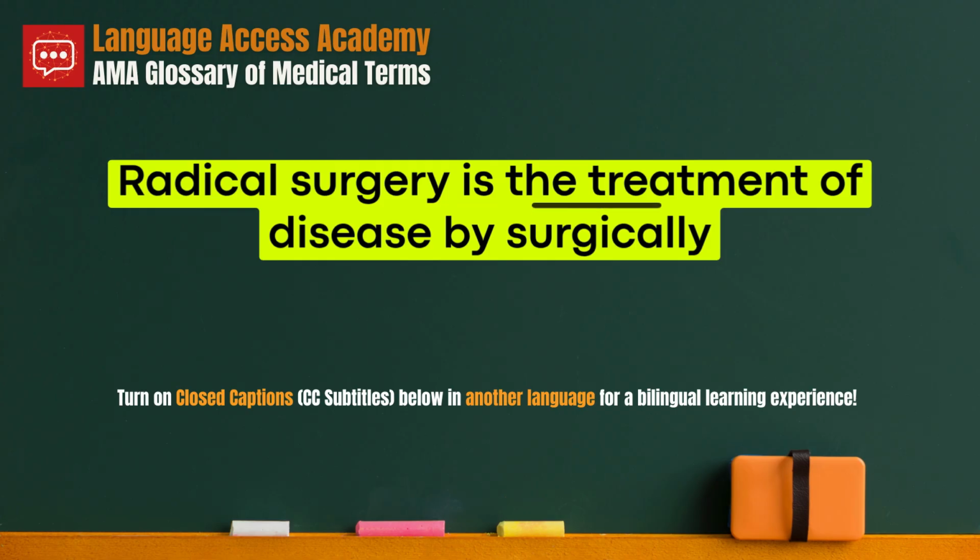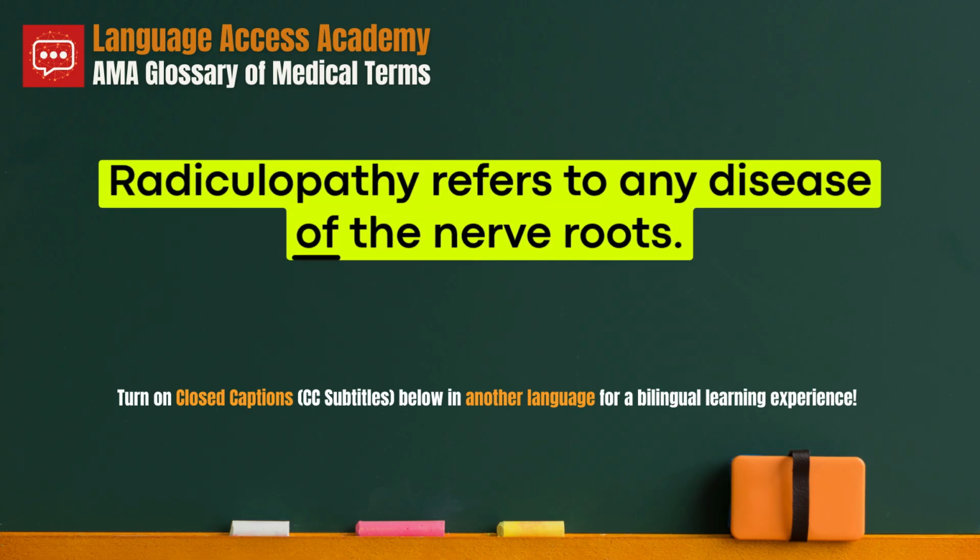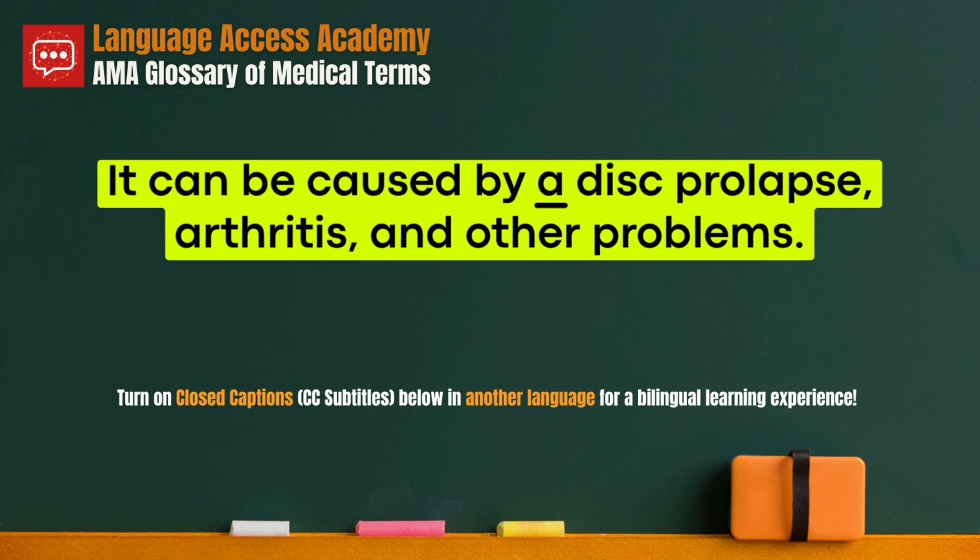Radical surgery is the treatment of disease by surgically removing all tissue that is, or may be, affected by the condition. Radiculopathy refers to any disease of the nerve roots. It can be caused by a disc prolapse, arthritis, and other problems.